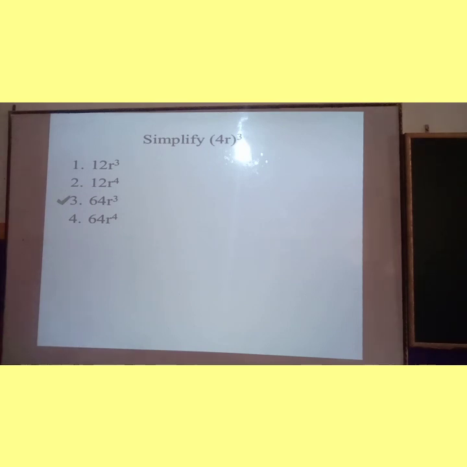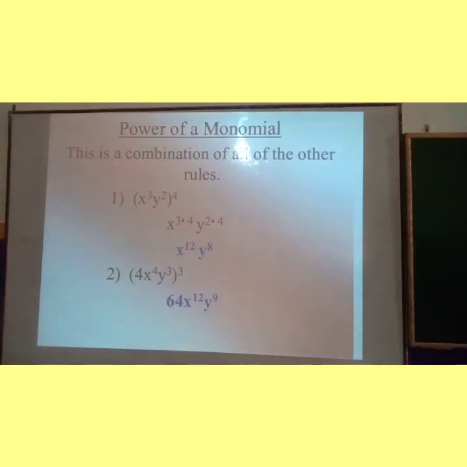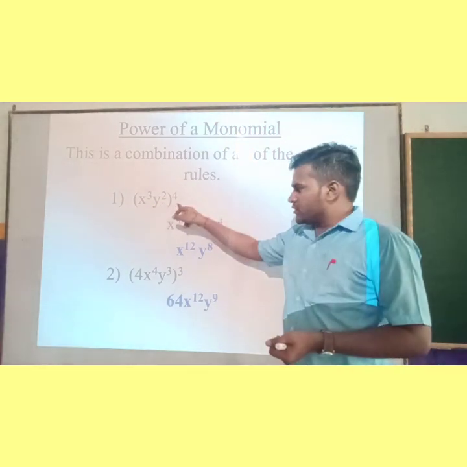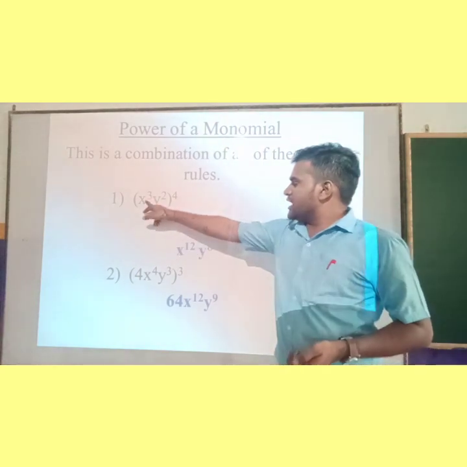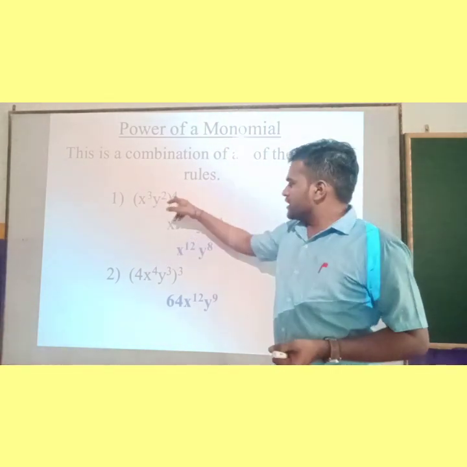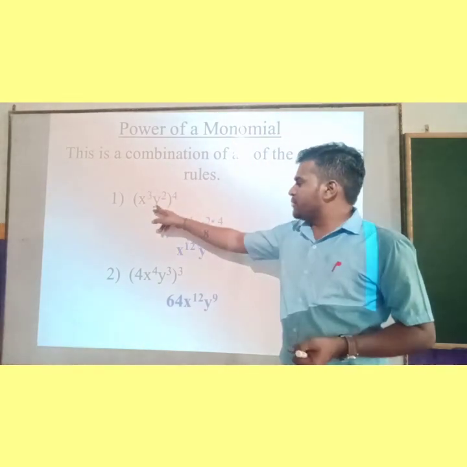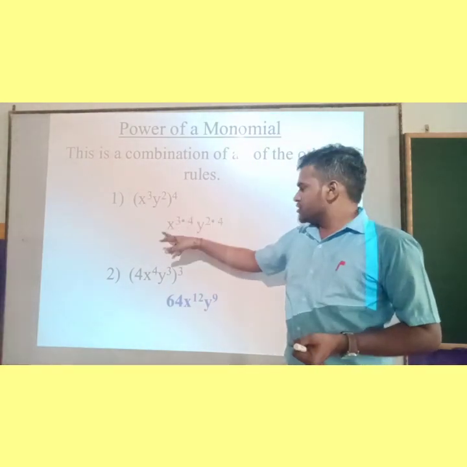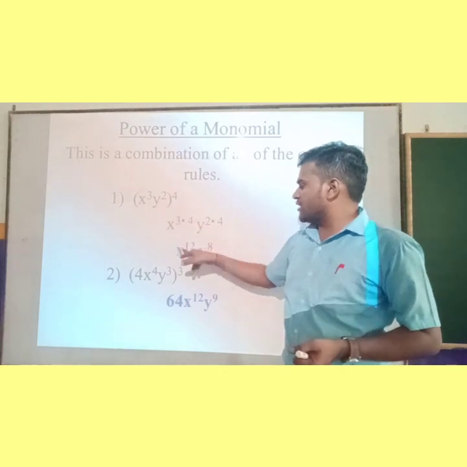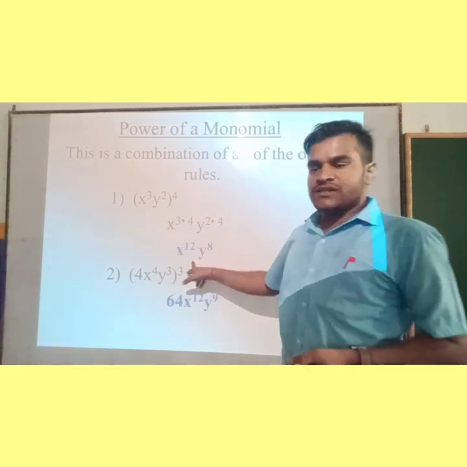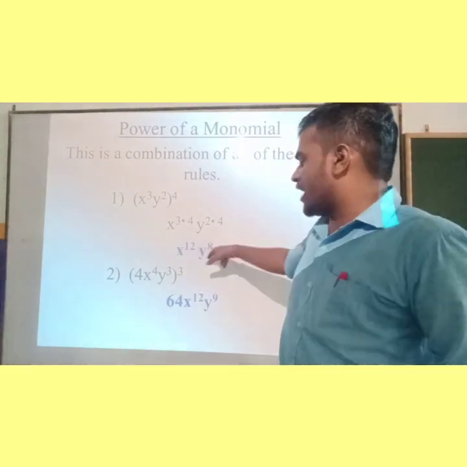Okay, and next one is there. This is the combination of all the other rules, means x cube y square whole power 4. So here children, x cube multiplied by 4. So x power 3 into 4 into y power 2 into 4. So x power 3 4s are 12 and y power 2 4s are 8. So answer is x power 12 and y power 8.